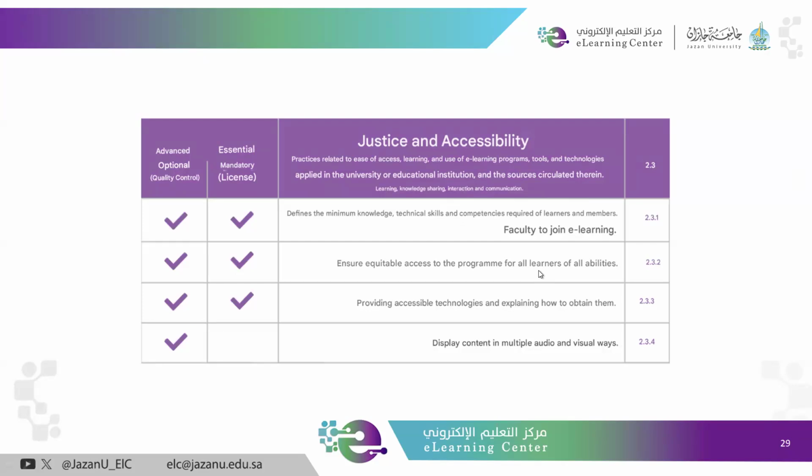The next is our equitable access for all abilities, ensures that the program is accessible to all learners, regardless of ability, to promote inclusion. And accessible technologies and guidance. For example, it provides necessary accessible tools and instructions on how to access and use them. And multiple audio and visual ways, like content should be available in various formats, audio and visual, to accommodate different learning preferences and needs.